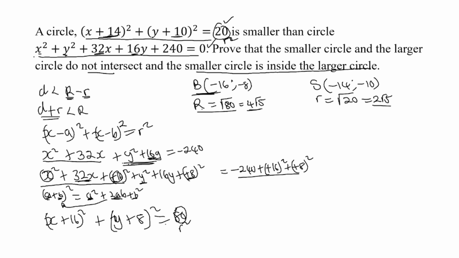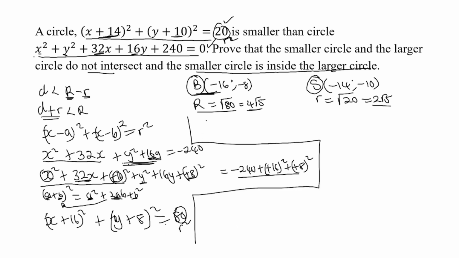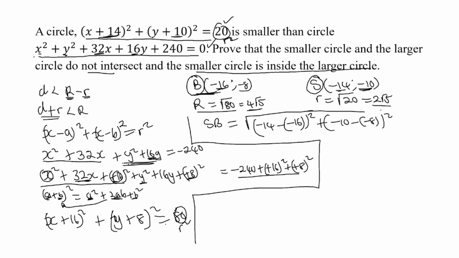Right now, we have the larger radius, we have the smaller radius. We need to find the distance between the two centers of the circles. We're going to use the distance formula. SB is going to be the square root of x at S, which is negative 14, minus negative 16, squared, and then plus, we're looking at the y's now, negative 10 minus negative 8, and then squared, like that. You can put this whole thing in the calculator. You get that SB is equal to 2 root 2.